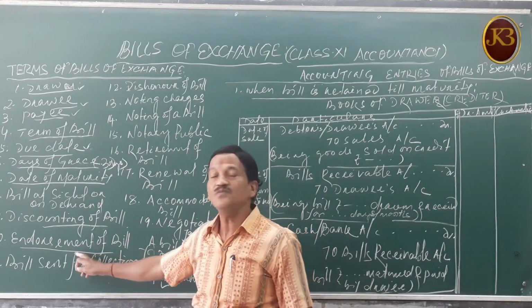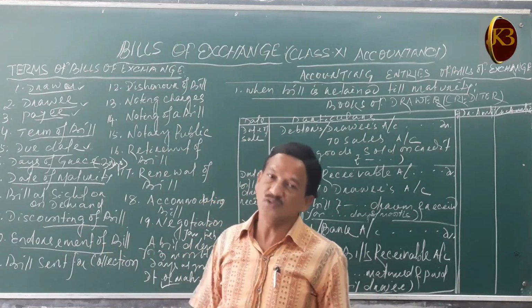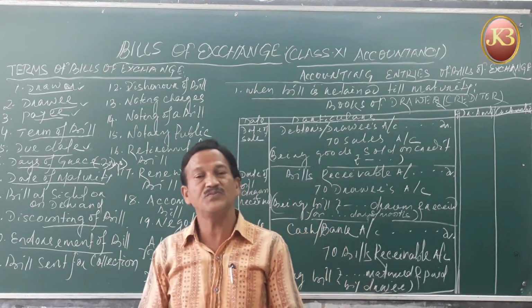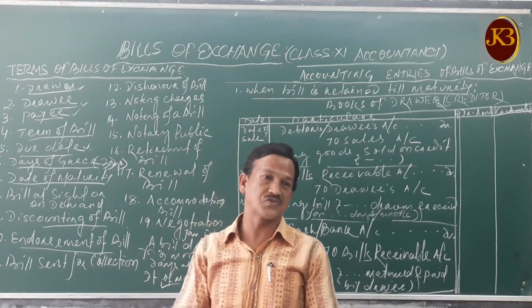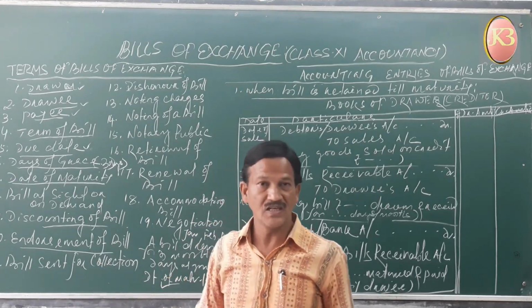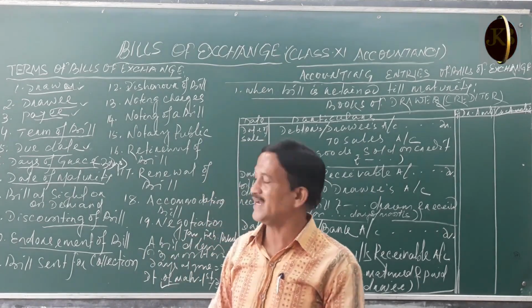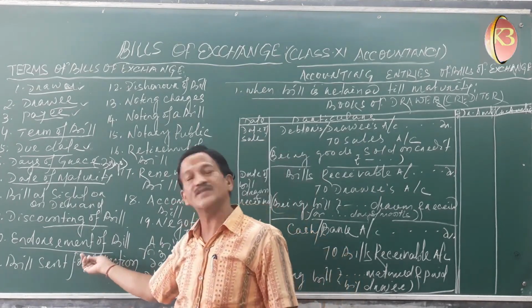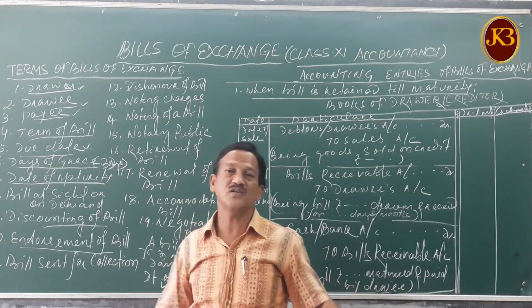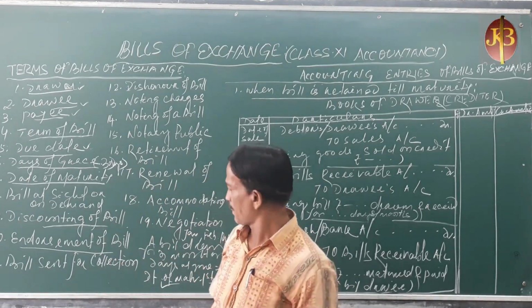The person to whom the bill is endorsed is called the endorsee, that is, the person in whose name the bill is endorsed. A transfers the bill to C, so C is the endorsee and A is the endorser. The person who transferred the bill is called the endorser. So this is endorsement of bill, simply the transfer of the bill by the drawer to a third party.